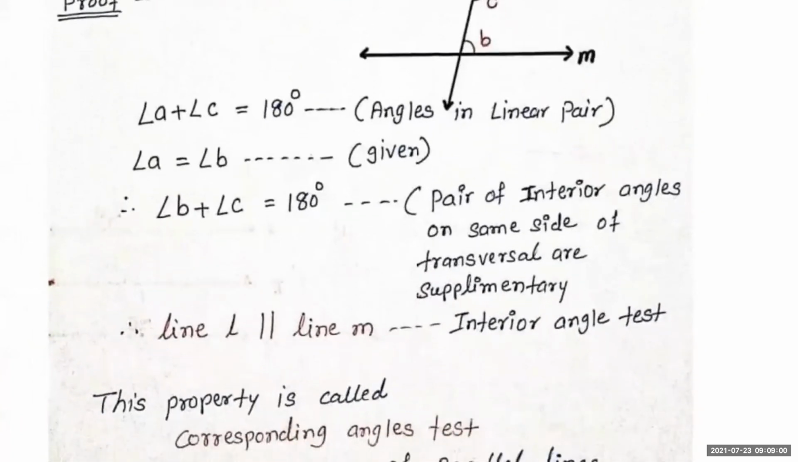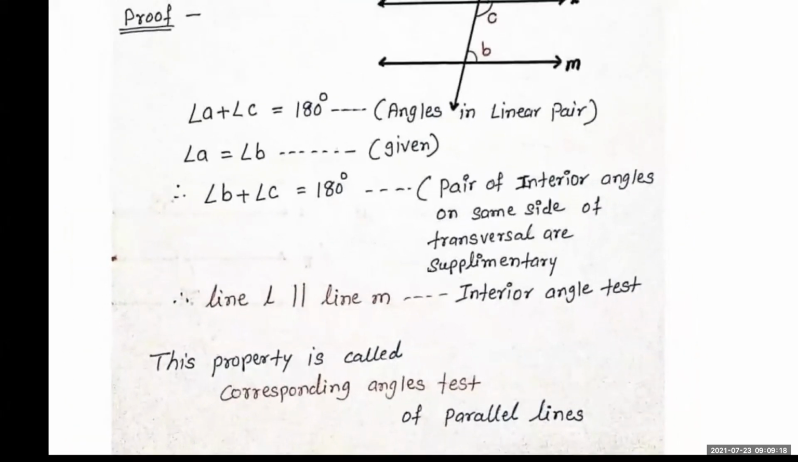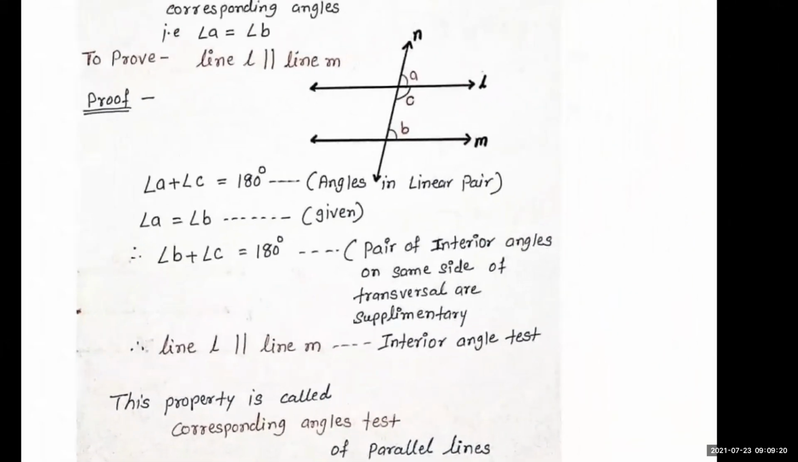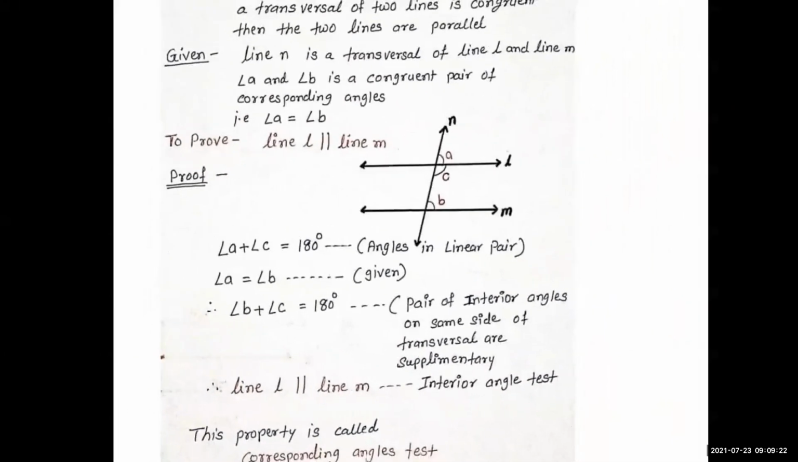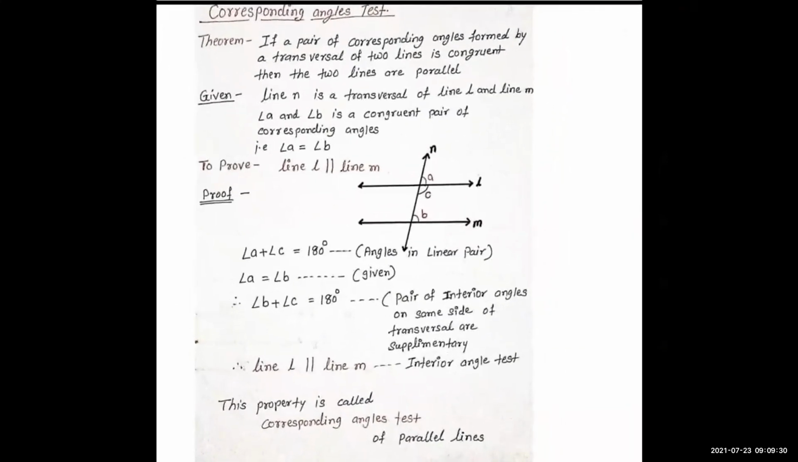So this property is called the corresponding angle test, because by using the corresponding angle test, we proved it. The two given lines are parallel to each other. So it is a very simple proof. You can write it easily. Okay.